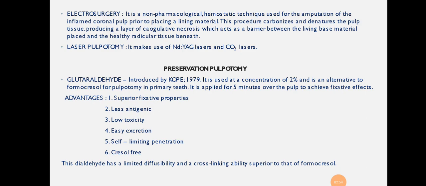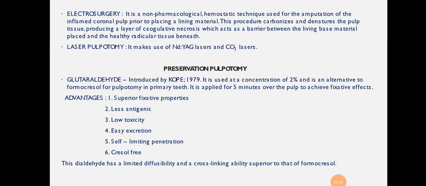Next, in devitalization pulpotomy, there are electrosurgery and laser pulpotomy. Electrosurgery is a non-pharmacological hemostatic technique used for amputation of the inflamed coronal pulp prior to placing a lining material. The procedure carbonizes and denatures the pulp tissue, producing a layer of coagulative necrosis which acts as a barrier between the liner material placed and the healthy radicular tissue beneath it.